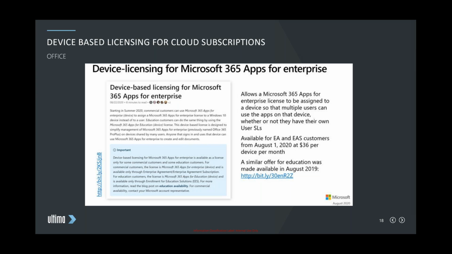I did want to cover off some of the other general updates from Microsoft as well. Today we're talking about per user based licensing. There is some device based licensing coming too, which has arrived for Microsoft 365 Apps for enterprise. That is effectively Office 2019 via a per device based license. That's available from the 1st of August.